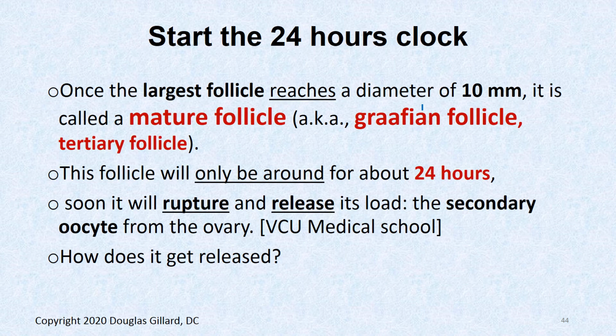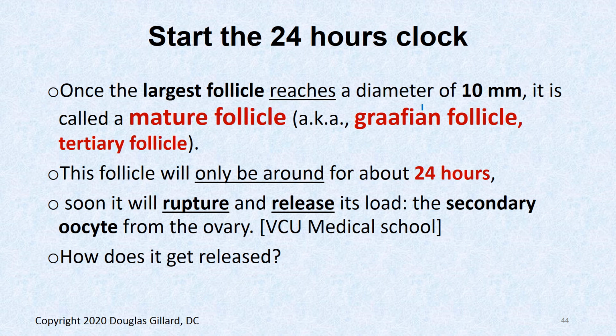Okay, start the 24-hour clock. So in 24 hours, we're going to have a winner of this race, and we're going to have an ovulation. So the largest follicle, once it reaches the magic diameter of about 10 millimeters, it changes names again. It's not a primary, not a secondary follicle. It's called a graafian follicle.